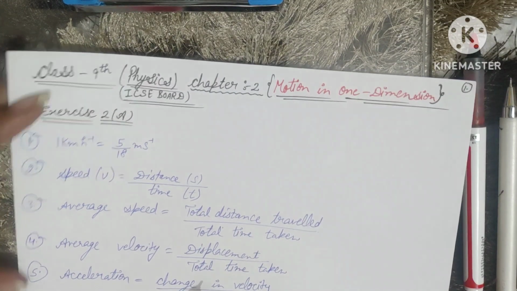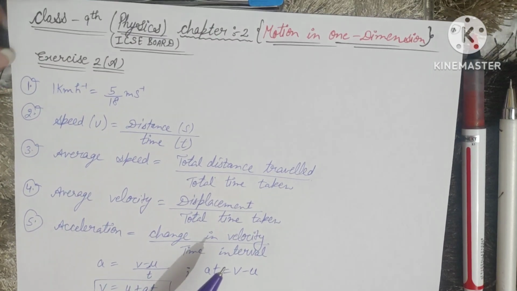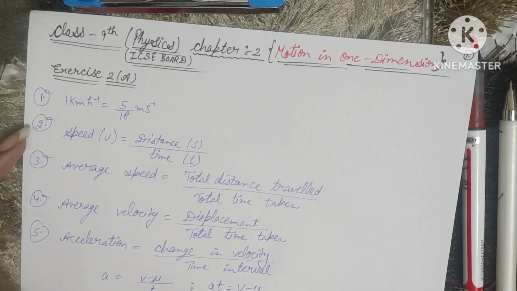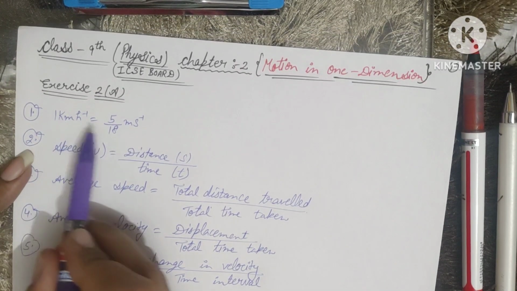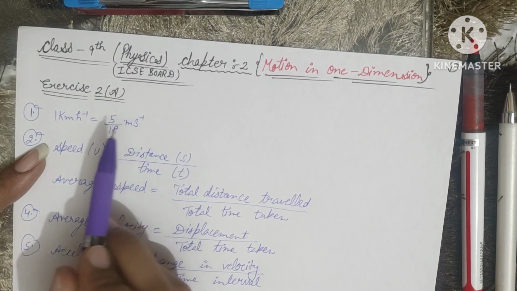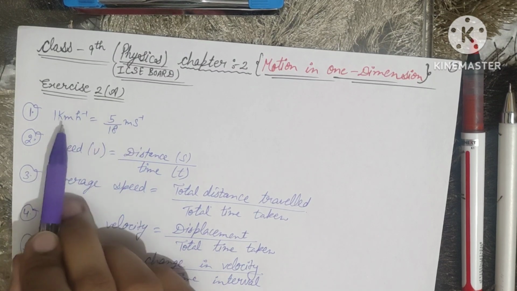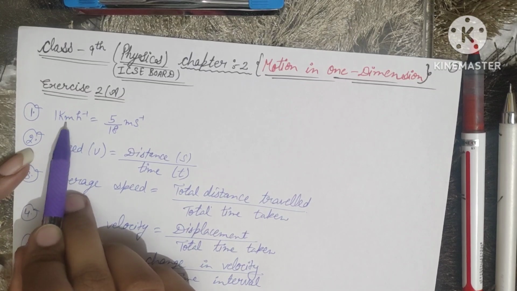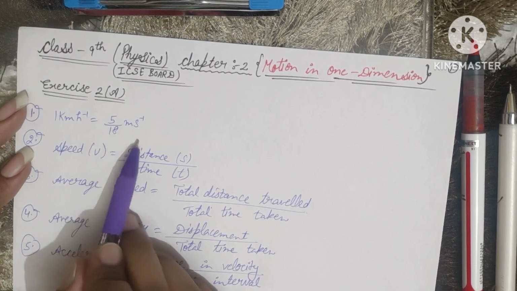These are some of the important formulas or concepts which you must remind before solving the numericals. The first is 1 kilometer per hour is equal to 5 by 18 meter per second. This is very important, and we can use it in various numericals to convert units from kilometer per hour to meter per second. How is this equal to 5 by 18 meter per second?